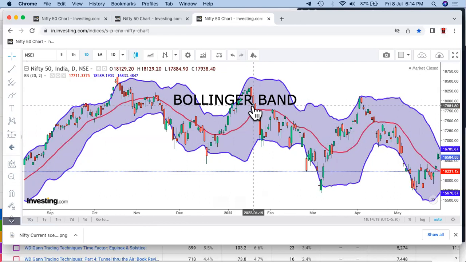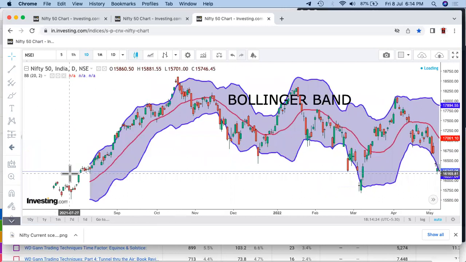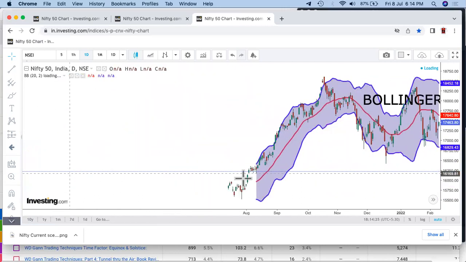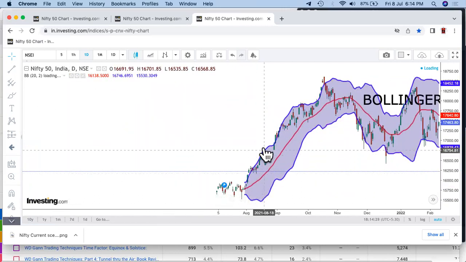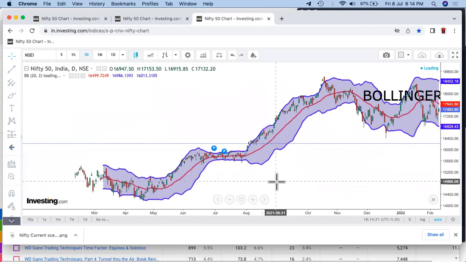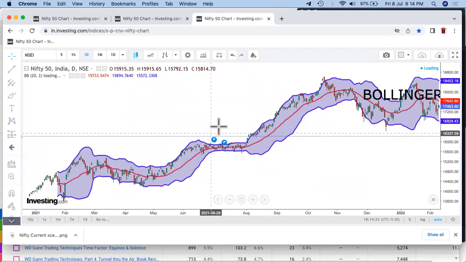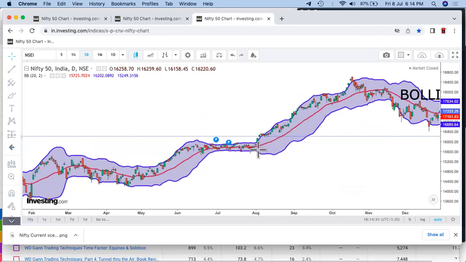When you see a lower band, for example, this is a lower band, it is not changing as much. So you don't see that kind of volatility. Here again, if you see over in this part, I'll just zoom it.